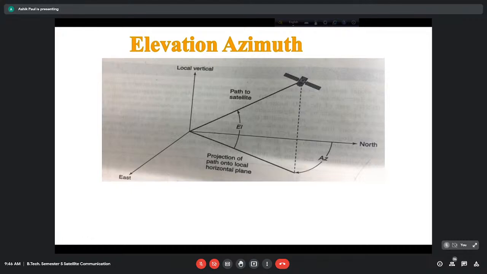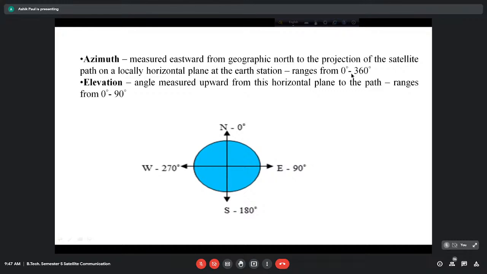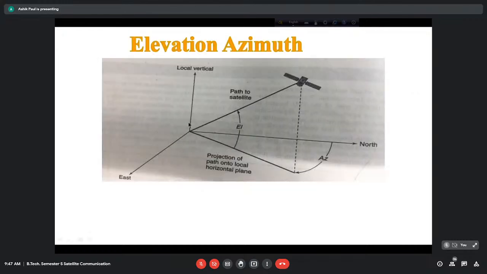As I was telling you, as you go to the roof of your building and look up, there are four directions in which you can turn yourself: the north, the east, the south, and the west, going in a clockwise direction. So the total azimuth range is from 0 to 360. And elevation is the angle measured upward from this horizontal plane to the path or to the line joining your Earth station with the satellite.